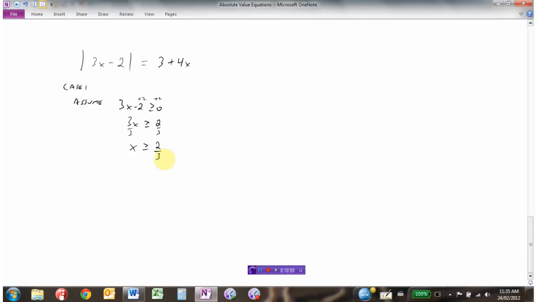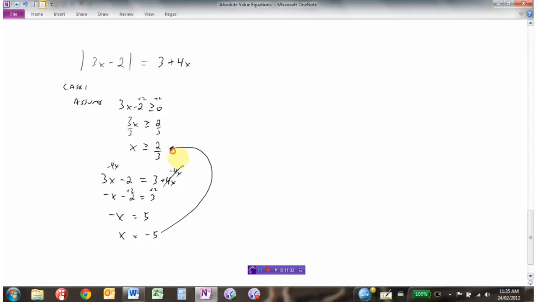So once we solve this, we have to make sure x is greater than or equal to 2/3. So let's do this now. Since we're assuming this is positive, we're not going to need the absolute value signs. 3x minus 2 equals 3 plus 4x. Let's minus 4x from both sides to get rid of that. So that's negative x minus 2 equals 3. Now we'll add 2 to both sides. Negative x equals 5. Divide by negative 1, and we get x equals negative 5.